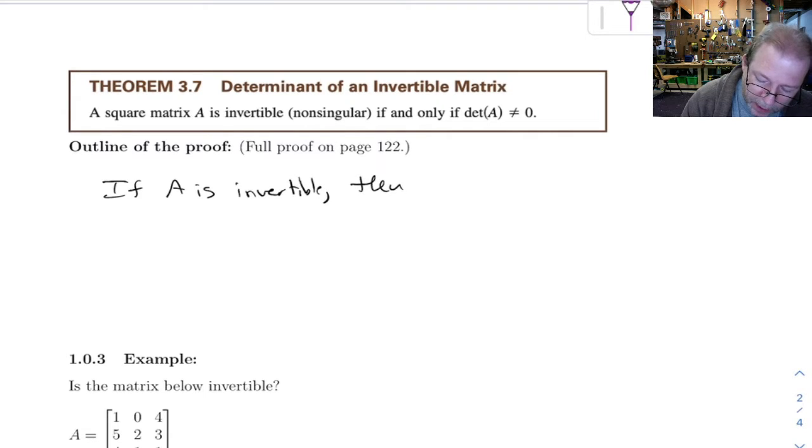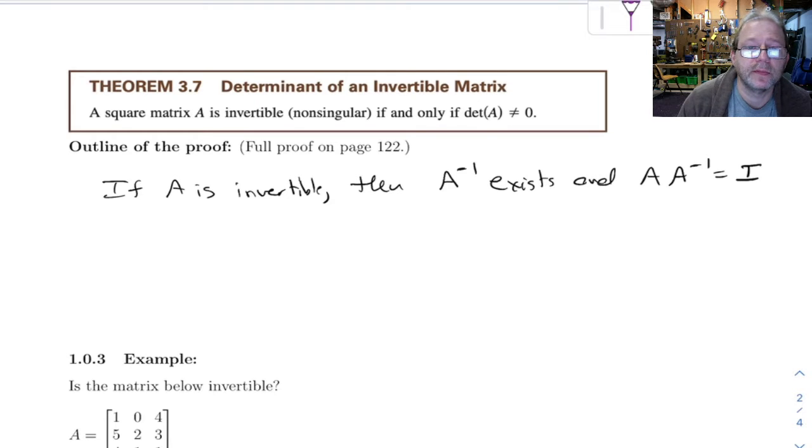then we know a couple of things. We know that A inverse exists, and by the definition of inverses, we know A times A inverse is going to give us the identity matrix. All right, now we've already seen that we can take the determinants of these. Now, the determinant of an identity matrix is always going to be 1, because it's a diagonal matrix, and you just multiply those ones together, and the determinant's going to be 1.